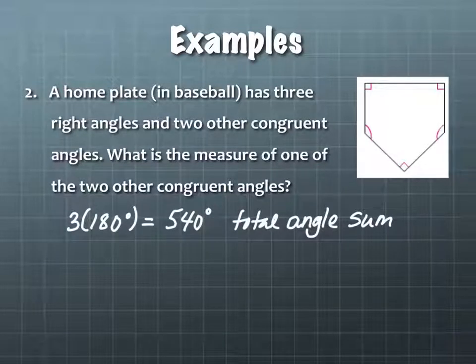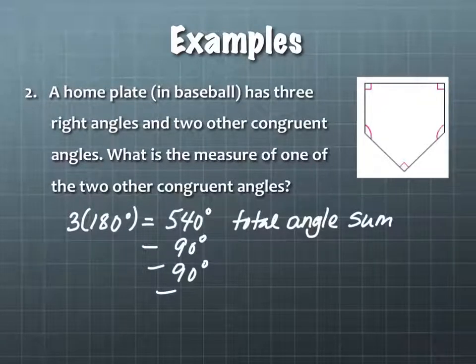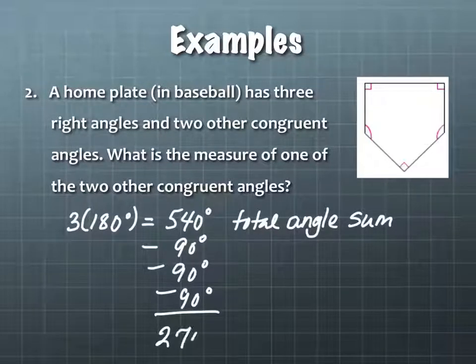3 of the angles are 90 degrees. Like you actually know what their numerical value is, right? So whether you write an equation or whether you simply take off the 90 degrees 3 times, how many degrees are left that you have to work with? 270. Okay, so 270 is left.